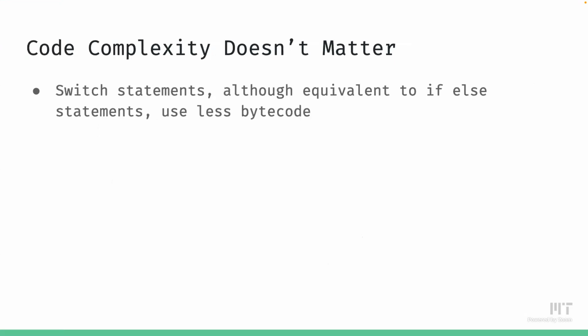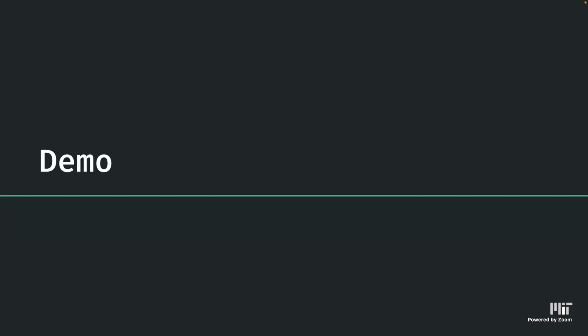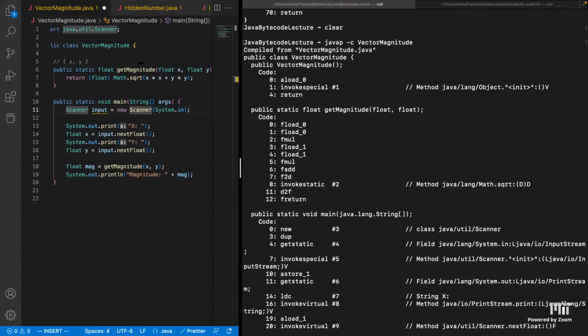Great. Okay. So in a similar vein, the code complexity also doesn't matter. Just because your code looks a certain way does not necessarily mean that it's more expensive to run. A good example of this is switch statements. Although they're functionally equivalent to if-else statements, they actually do use less bytecode, and we'll go into an example on that in a second. Okay, so let's look at that quickly.